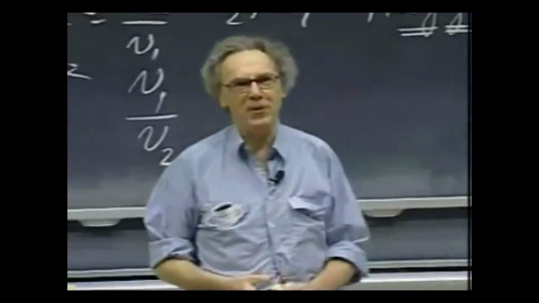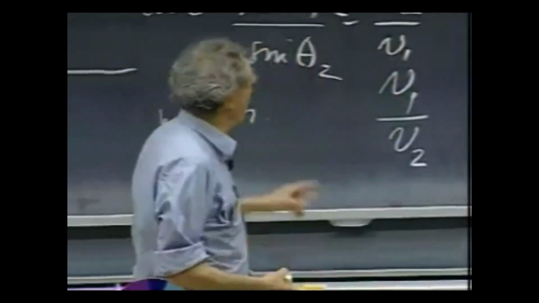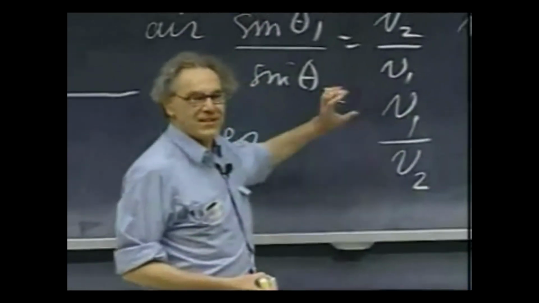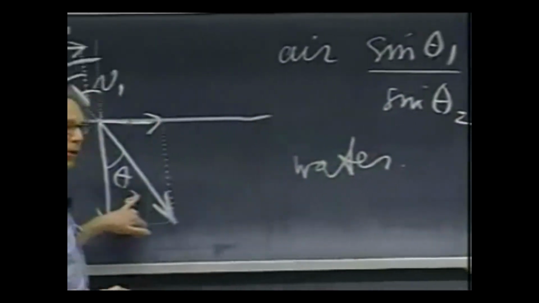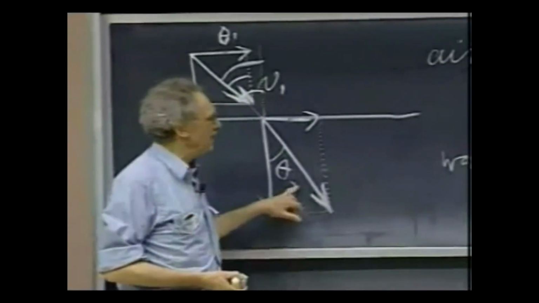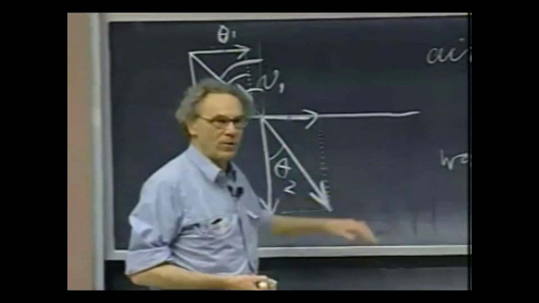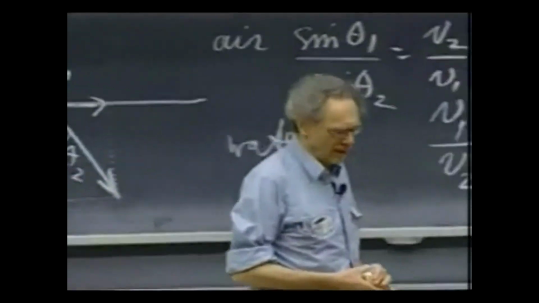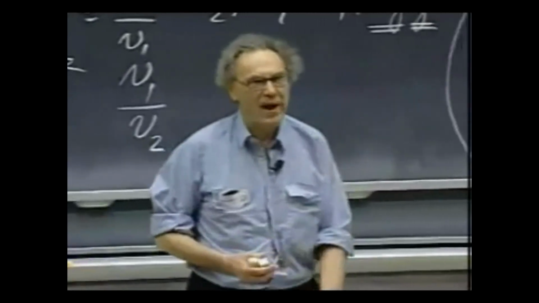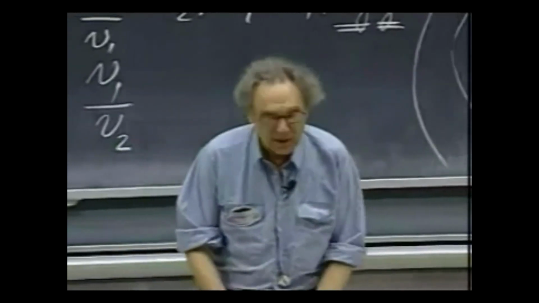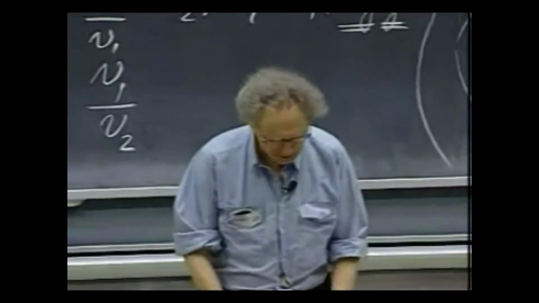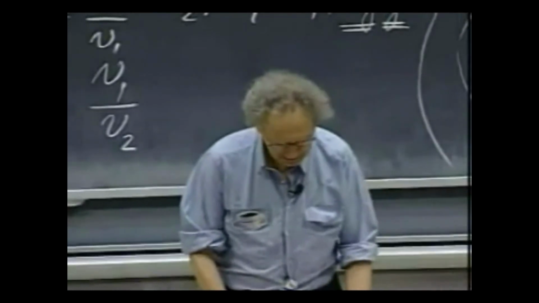But of course, the key question now is, who was right in terms of the speed of light? Is the light going faster in water, then Newton was right, or is the light going slower in water, then Huygens was right? Needless to say, the Dutchman was right. The speed of light in water is lower than the speed of light in air.